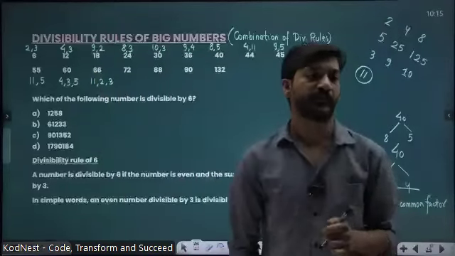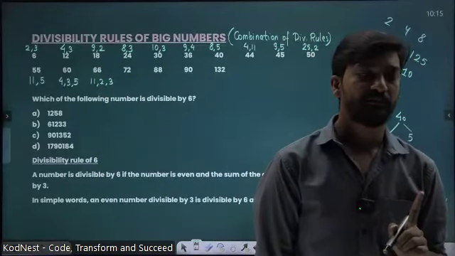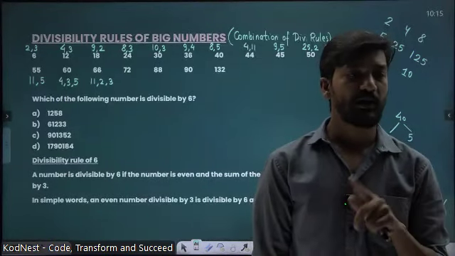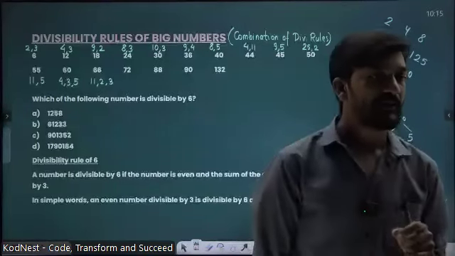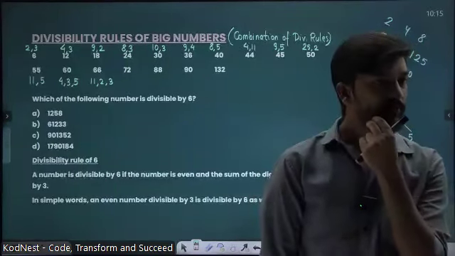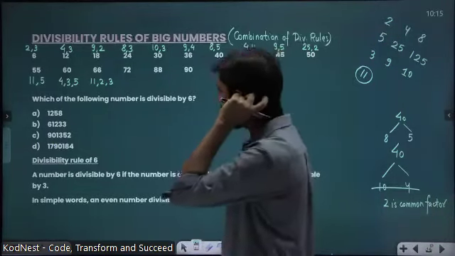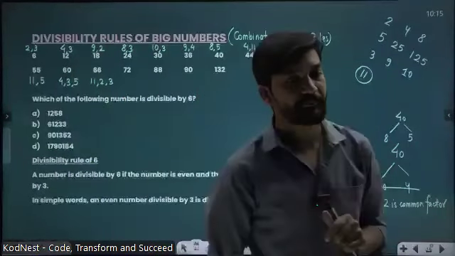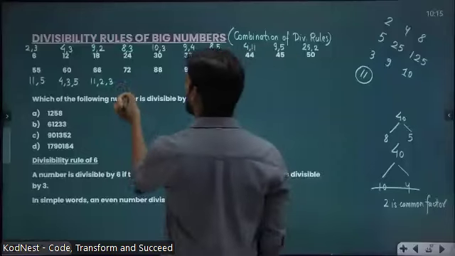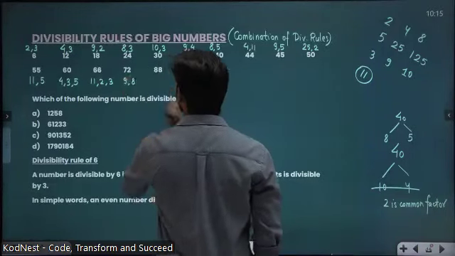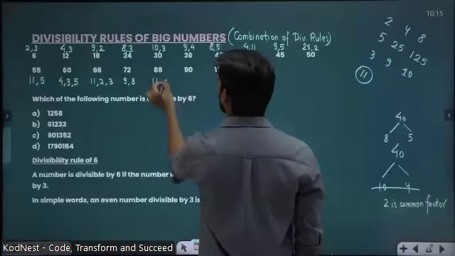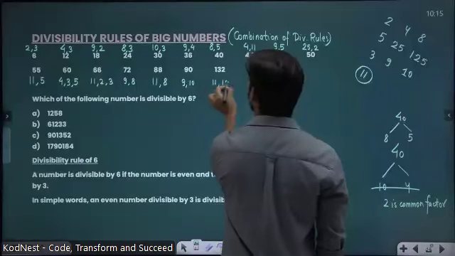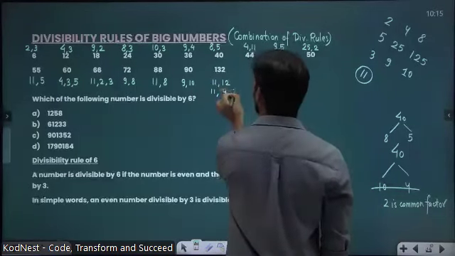72. 2, 3, 10 is wrong because 2 and 10 have a common factor. 4, 3 and 6 is wrong because 4 and 6 have a common factor. That's why, directly, 9 and 8. Very simple. Okay, 88, 11 and 8. 90, 9 and 10. 132, 11 and 12, that means 11, 4 and 3.